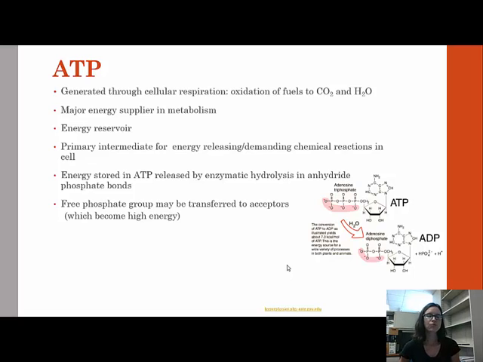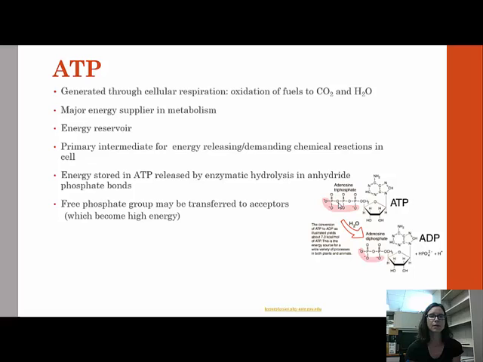So ATP is primarily generated through cellular respiration, that is the oxidation of our fuels to carbon dioxide and water, and it's the major energy supplier in metabolism. Now, this is a really neat molecule because it helps serve as an energy reservoir in our bodies. Like I said, we have these high energy bonds, and it's just waiting there for when we need it. And when we do, it can enzymatically break apart, so enzymatic hydrolysis of the anhydride phosphate bonds, and that releases this energy that we need to do the work that our body requires.